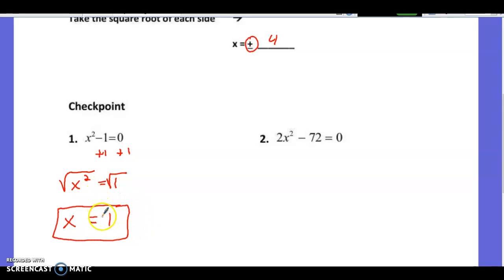But make sure you put that plus minus there. All right, because a negative 1 would make this true. If you just put 1, you're basically only half right. So make sure we get in the habit of doing that.